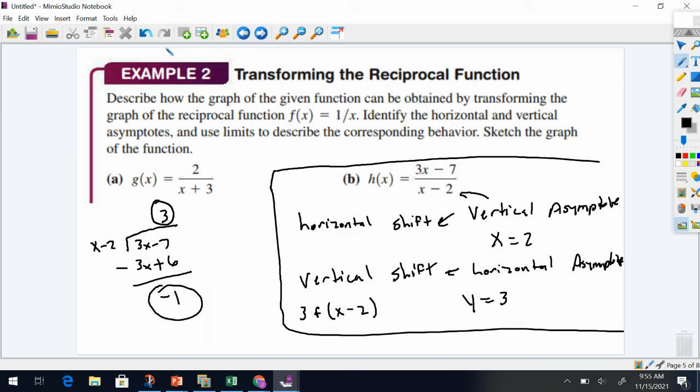Let me rewrite this. Make sure I'm writing this out correctly, because this is new for me too. I've never written it out this way. I've always just looked at the graph and analyzed it through looking at the graph. Make sure that this all makes sense as we're doing these problems.